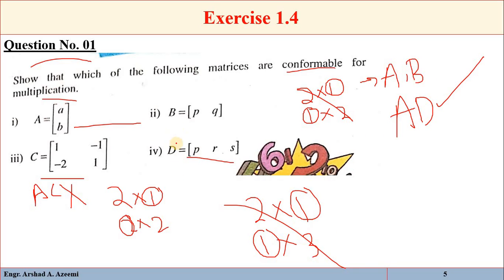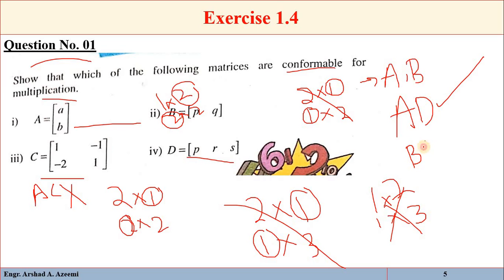Similarly, for example, let's check for BD. So the order of B is 1 by 2, and the order of D is 1 by 3. So again this multiplication is not possible. The multiplication of BC: its order is 1 by 2 and C is 2 by 2. So the number of columns of B is equal to the number of rows of C. So multiplication of B with C is possible.